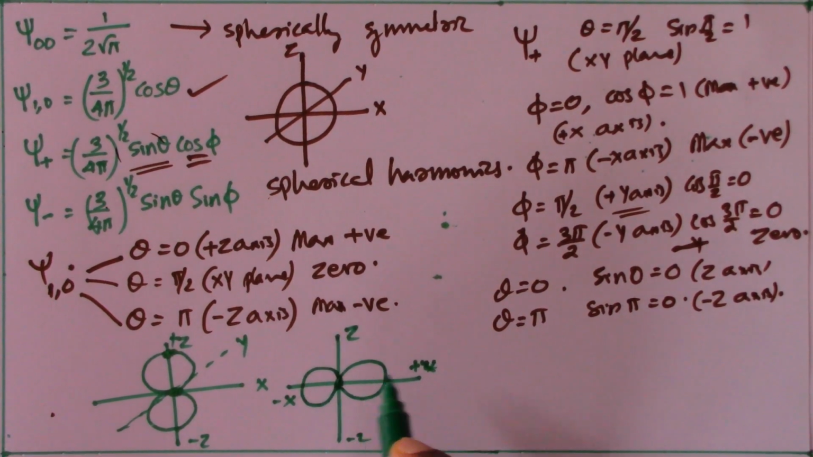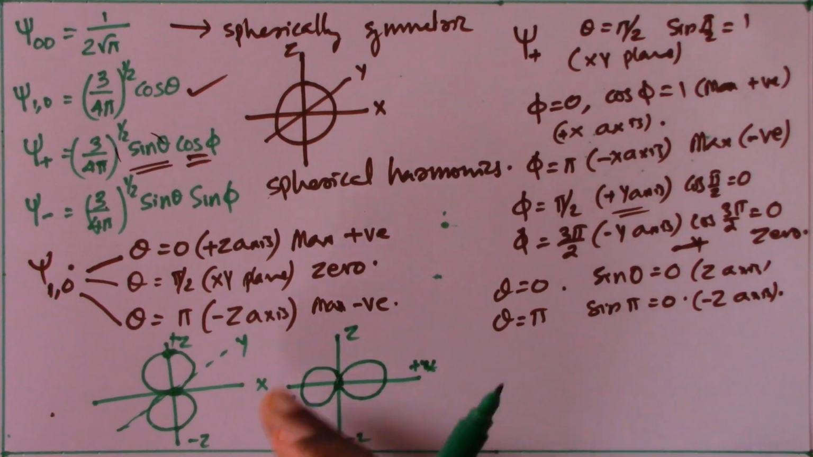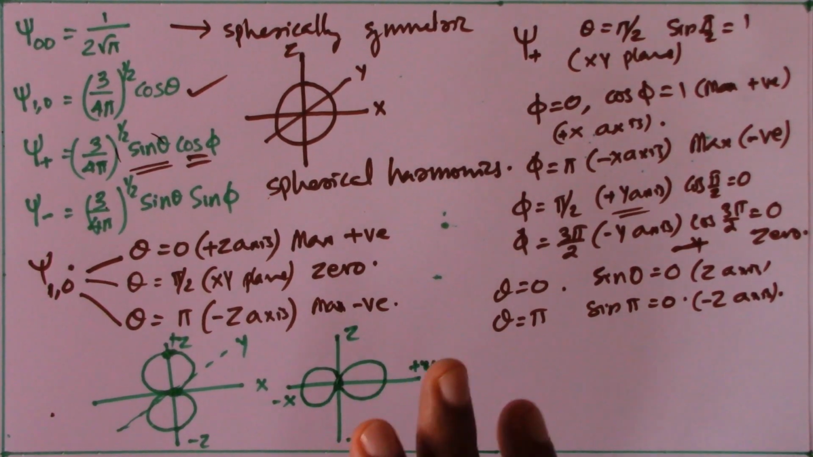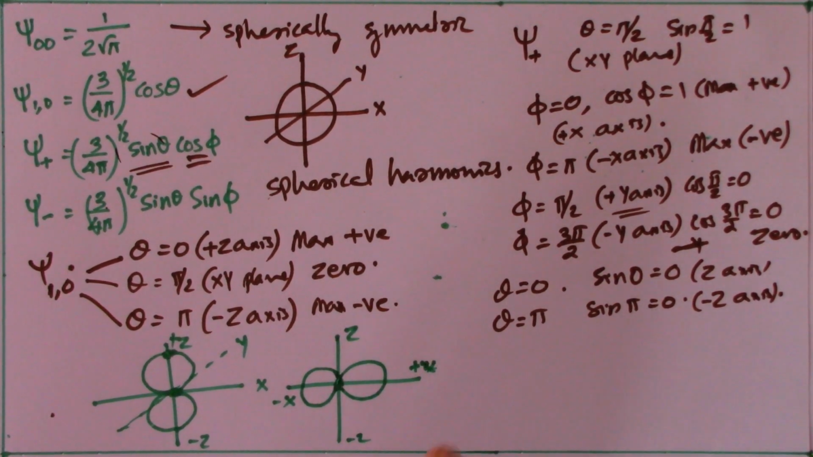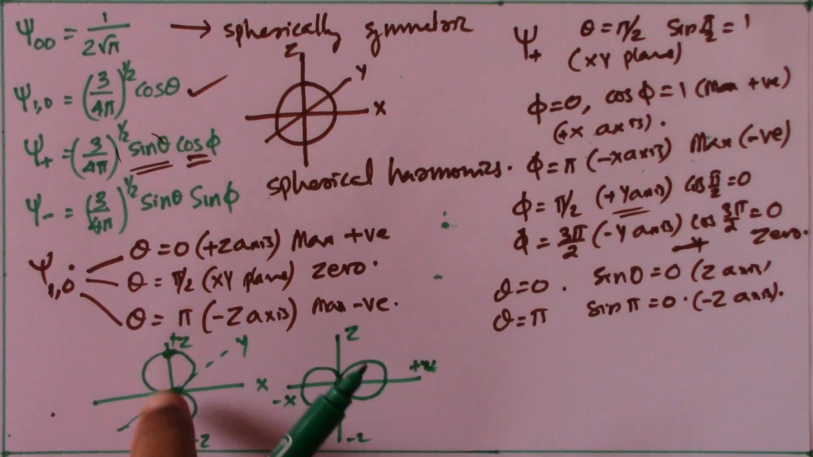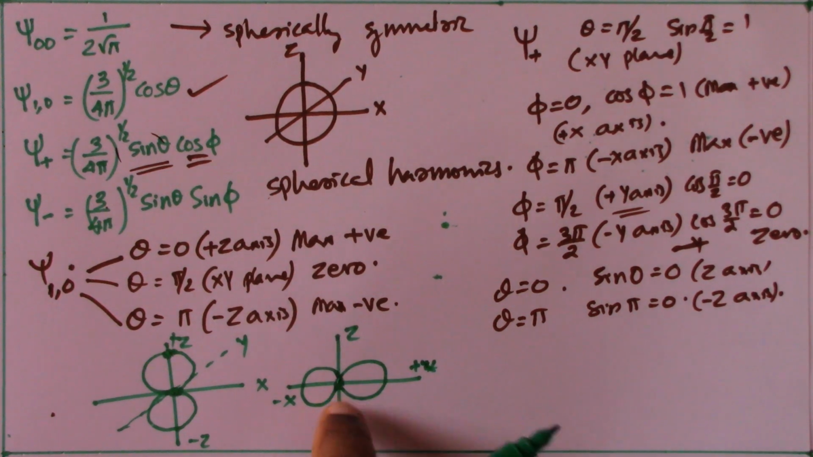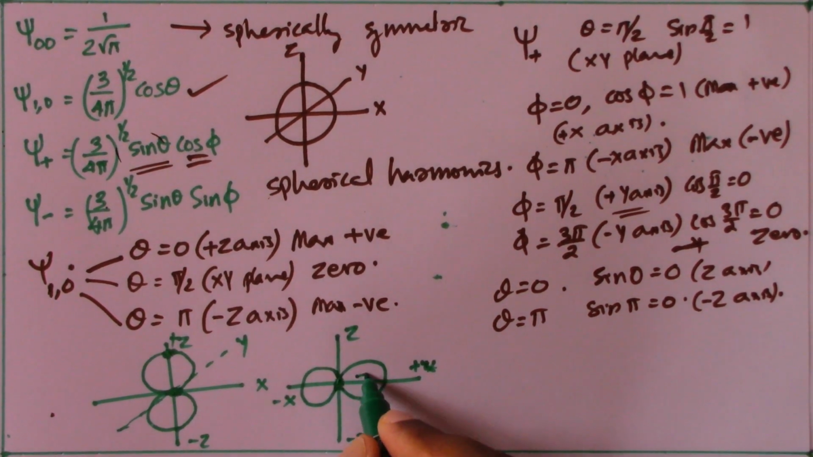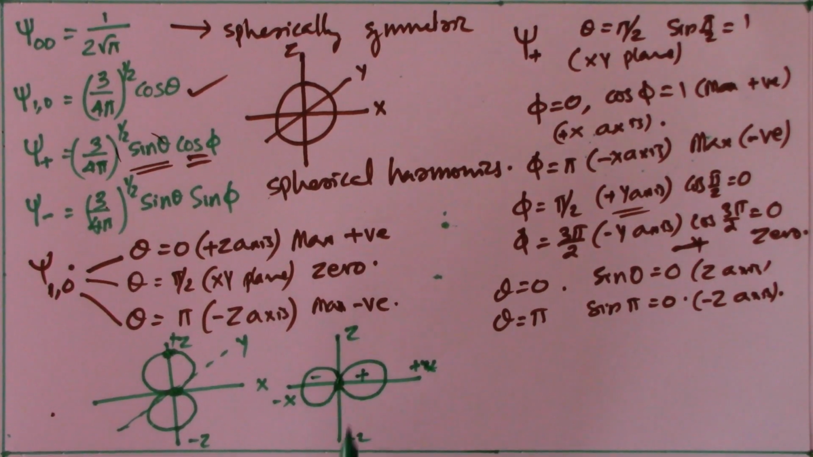When you are considering the entire ranges of theta and phi, you can see that these are two spheres. It is not confined to one plane. These are two spheres oriented through the x-axis. This function is two spheres oriented along the x-axis. So you have a positive lobe here and you have a negative lobe here also.